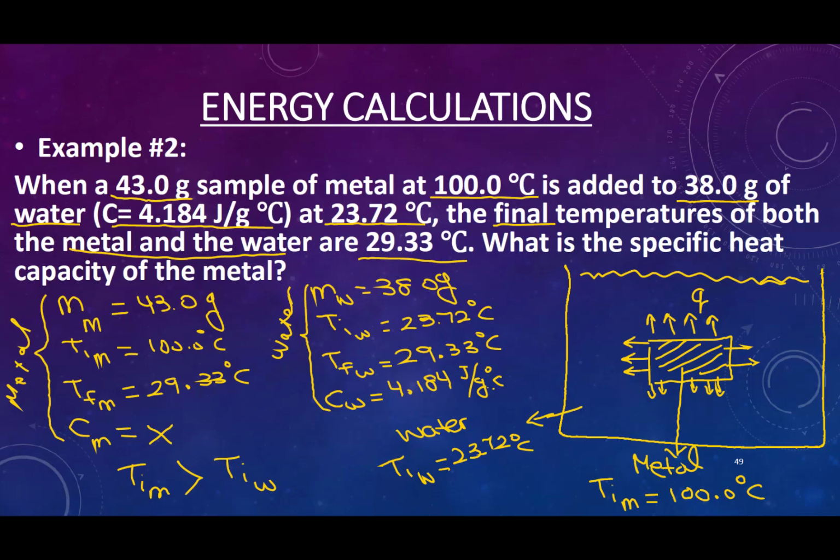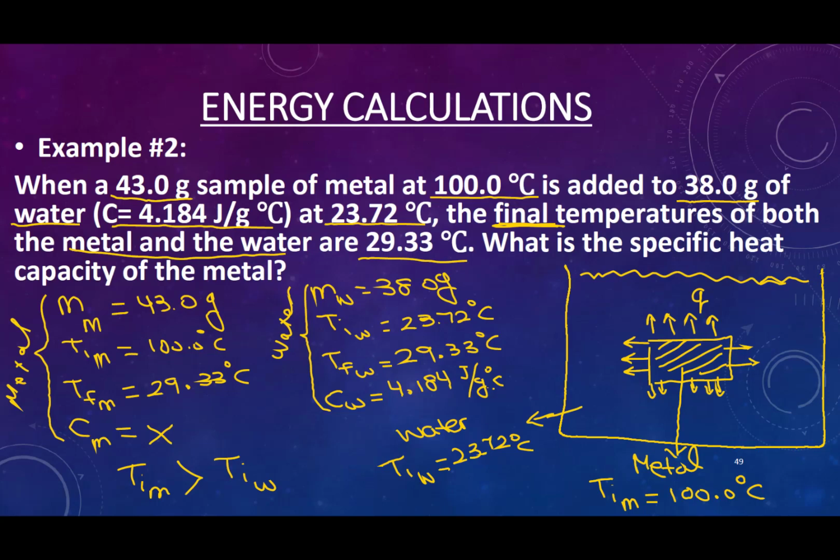Okay, we have a transfer of heat from the hotter object, which is the metal, to a cooler object, which is the water. And this keeps continuing till at some point the water and the metal reach the same temperature, which is given to us. It's the final temperature, which will be 29.33. Okay?